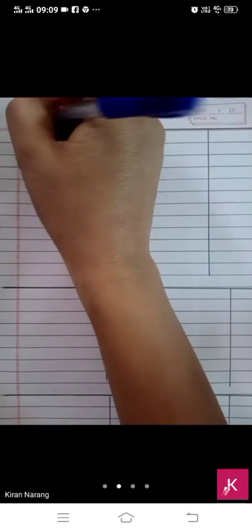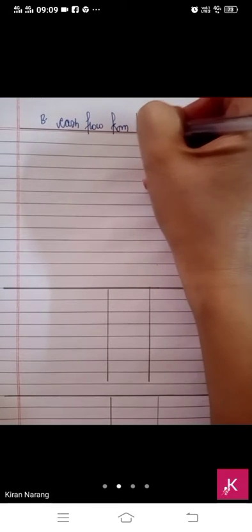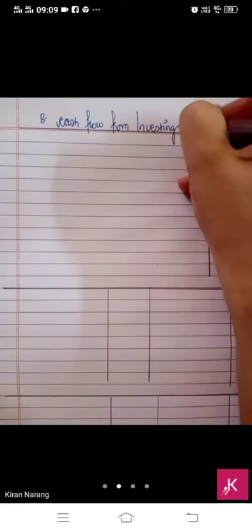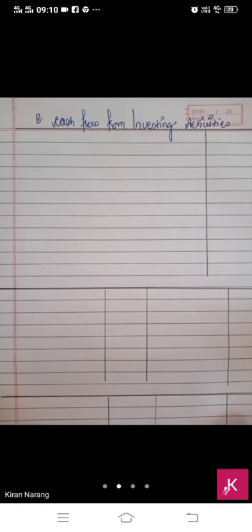So बच्चे, we are going to start cash flow from investing activities. This is the second major head of cash flow statement. It is called B part, cash flow from investing activities. We have to record the cash inflow or outflow from the investing activities.